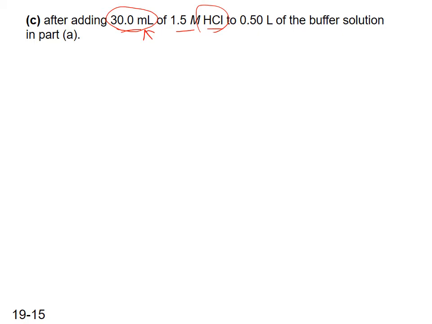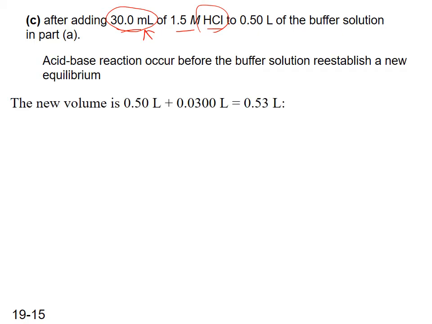Okay, so first we are going to calculate the initial concentrations of the acid and base due to the volume change, and then we calculate the change due to the neutralization reaction when hydrochloric acid is added. To calculate the new concentration, we calculate the new volume. The new volume is the volume of the buffer solution plus the volume of the hydrochloric acid added, and this is the total volume.